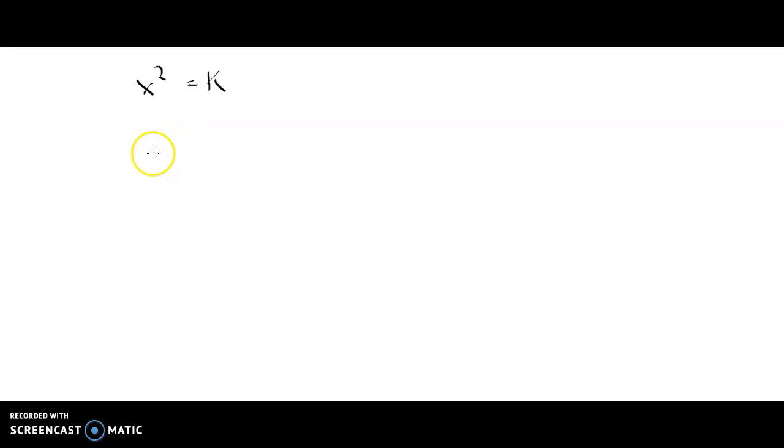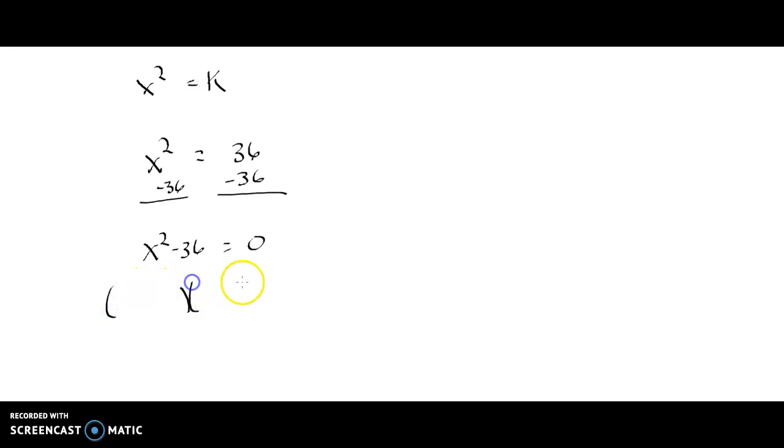So for example, if I have x squared is equal to 36, in the previous section, you all saw that you could subtract 36 from both sides, and you would come up with x squared minus 36 is equal to 0. Then you could factor this to be x plus 6, x minus 6 is equal to 0, and then you'd solve each one setting it equal to 0, so x was equal to positive 6 or negative 6.